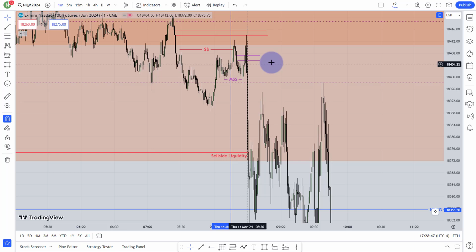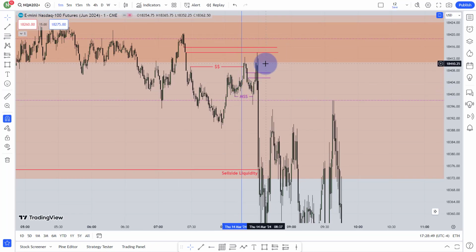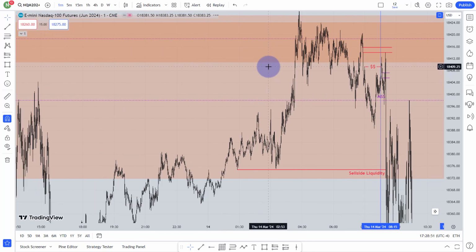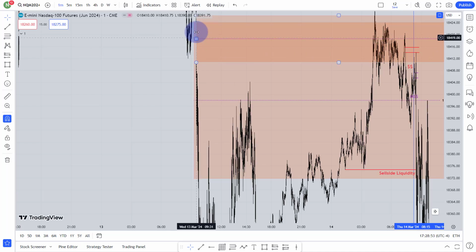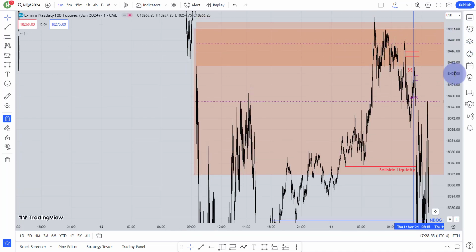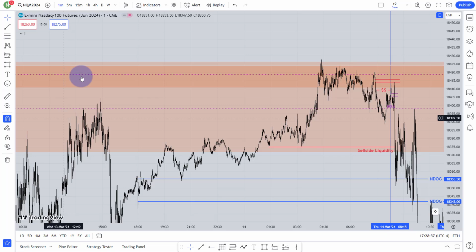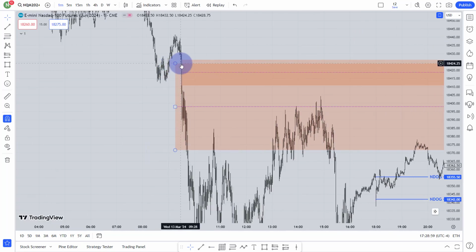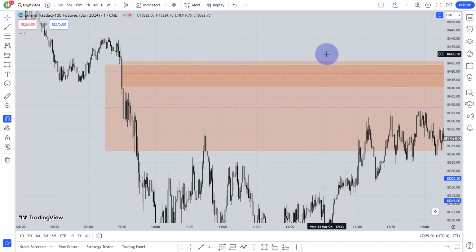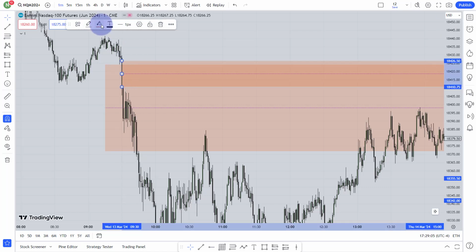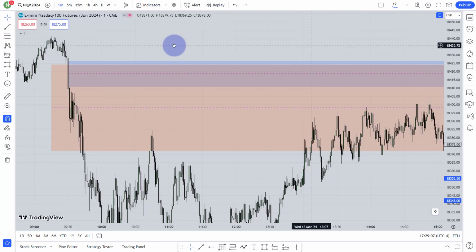I hope you understand that setup. Price came to this 15-minute fair value gap. At the same time, this is the 1-minute last fair value gap over here. Inside this 15-minute fair value gap, this is the 1-minute last fair value gap. This candle low, can you see it? This candle low and that candle high. So this is the 1-minute last fair value gap. I'm going to change the color.